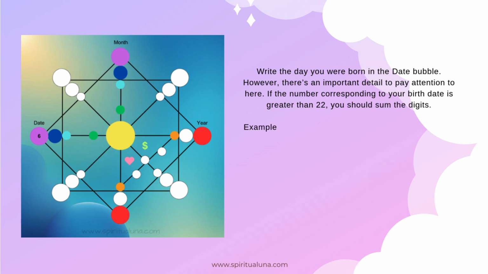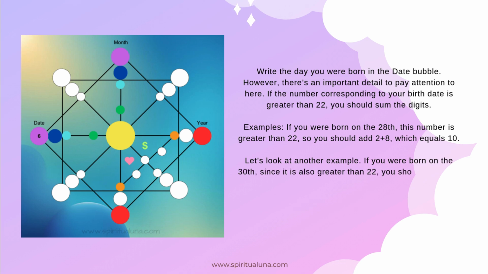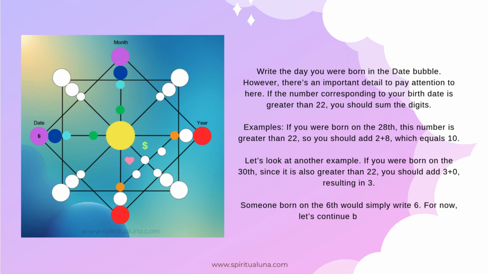Examples: if you were born on the 28th, this number is greater than 22, so you should add 2 plus 8, which equals 10. Let's look at another example. If you were born on the 30th, since it is also greater than 22, you should add 3 plus 0, resulting in 3. Someone born on the 6th would simply write 6. For now, let's continue by writing 6.